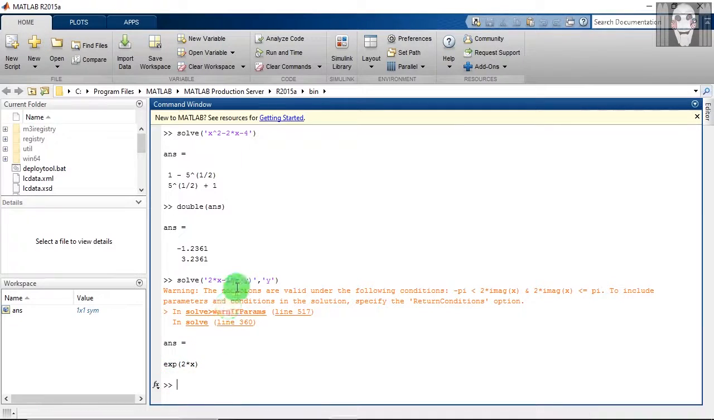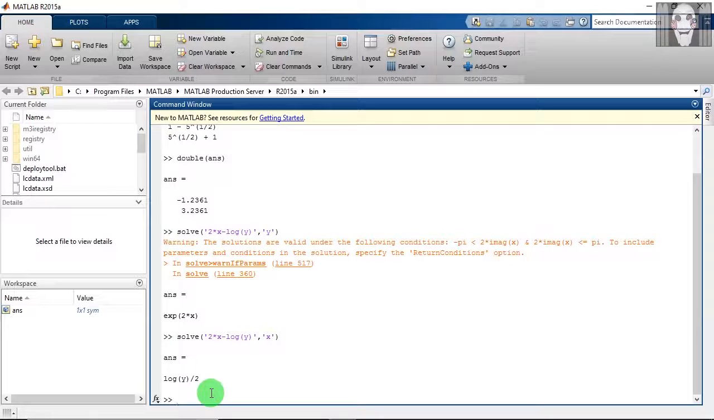So this is the answer of the above equation. What this means is that y is equal to e raised to 2x, which means that we have found out y in terms of x. So if you would have mentioned x here, let us see what result we get. So this is the answer that we get.